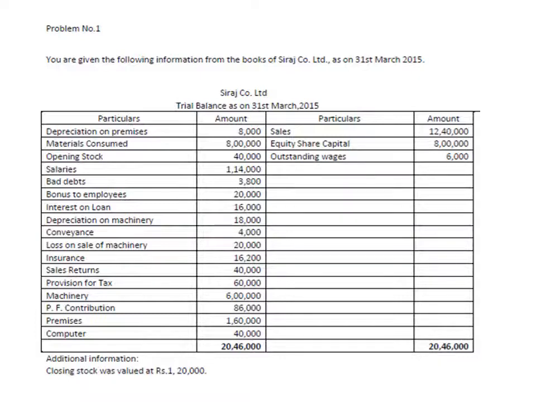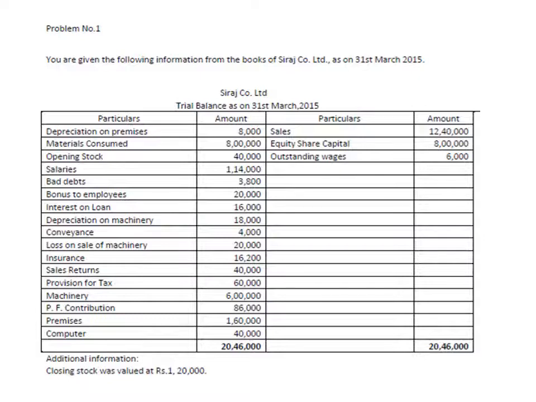So machinery amount, that is of 6 lakh, and then we have PF contribution. PF contribution is also an employee benefit expense. Then we have premises. Then we have computer. These are all the assets. Machinery, premises and computer are all the assets. They actually don't have any part in appearing in profit and loss account.